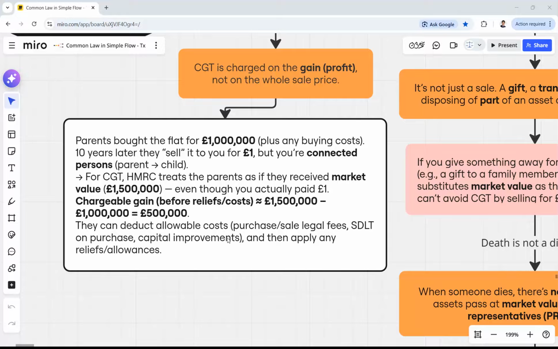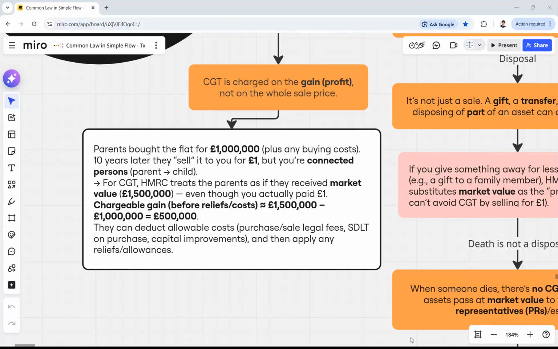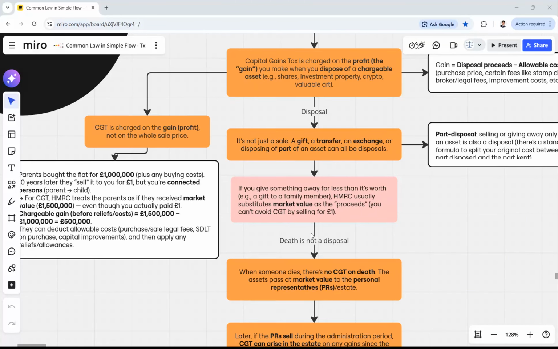They can deduct allowable costs, purchase, sale, legal fees, stamp duty on purchase, capital improvements, and then apply any reliefs and allowances. So we will eventually deduct the purchase cost, which is £1 million. We're not saying your gain was £1.5 million. No, the gain was £500,000.